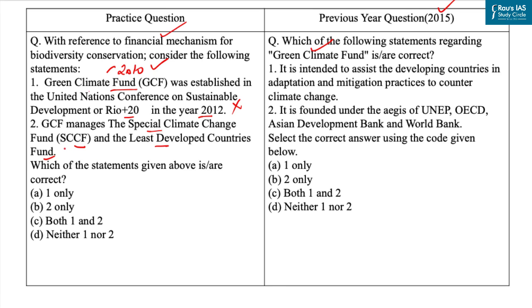Now, this statement is incorrect as these two funds are managed by Global Environment Facility and not by Green Climate Fund. Also, Global Environment Facility has served as an operating entity of the financial mechanism since the UNFCCC Convention came into force in 1994. So, both the statements are incorrect. So our answer is option D, neither one nor two. Answer of this PYQ is option A.